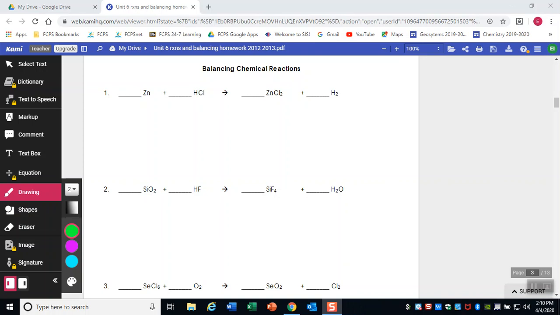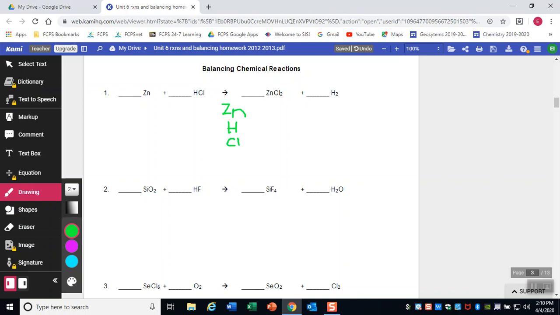Okay, so we're practicing balancing equations. We'll do half of these together and then you try the other half on your own, all right? So first we're going to write down what the elements are. So I have zinc, hydrogen, and chlorine. All right, I have zinc and hydrochloric acid.